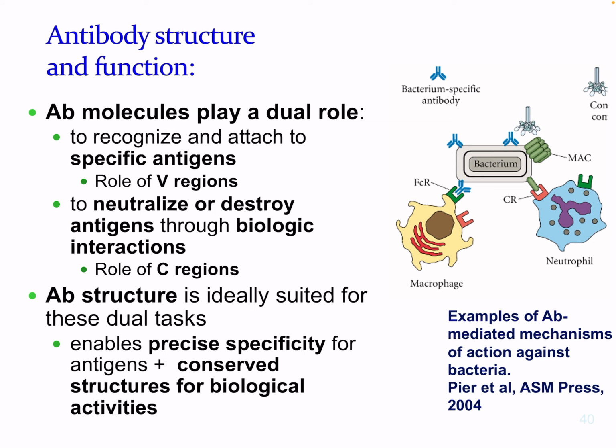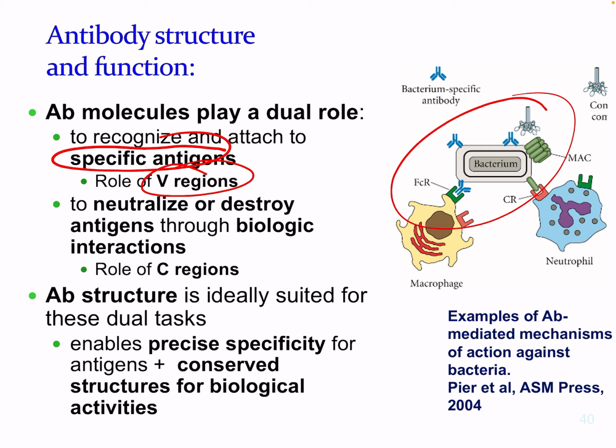So now we're going to take a closer look at antibody structure and function. We've seen this figure before. Antibodies play a dual role. They can recognize and attach to specific antigens through the variable regions. They can also neutralize or destroy antigens through biological interaction through the constant regions. And the antibody structure is ideally suited for these dual tasks. It enables precise specificity for antigens and conserves structures for biological activities.